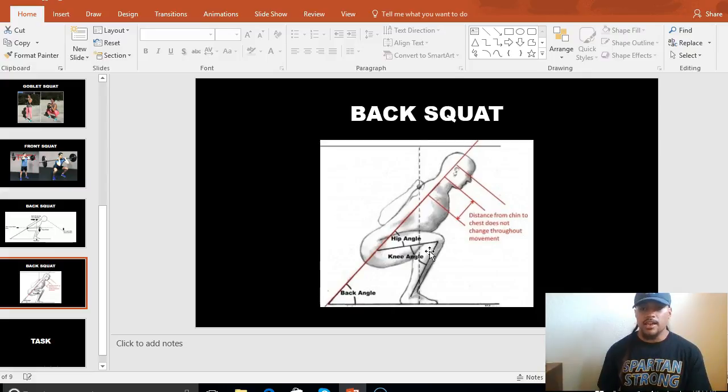Just understand that we're training athletes for their sport, and again, take into consideration their segment lengths when it comes to depth. So I'm going to say that depth is pretty subjective.